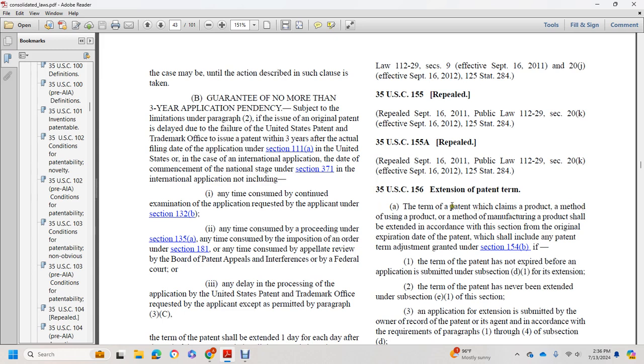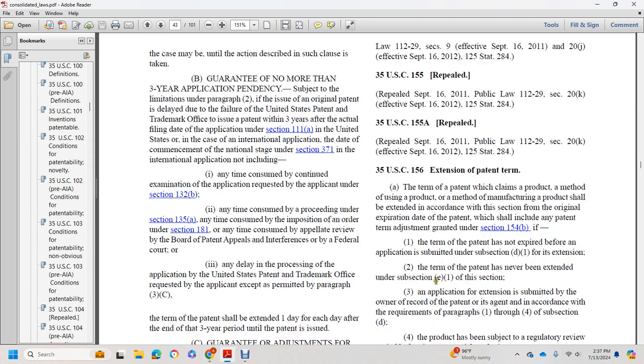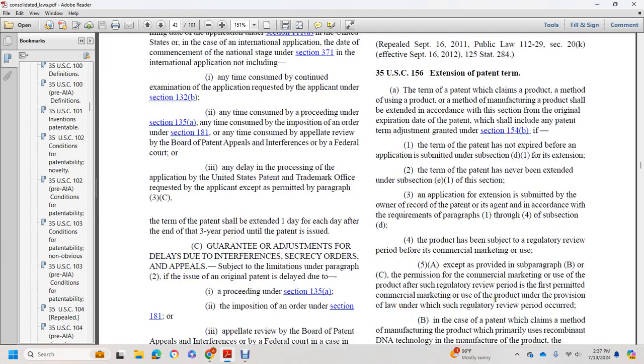The term of a patent that claims a product, a method of using a product, or a method of manufacturing a product shall be extended in accordance with this section from the original expiration date of the patent, which shall include any patent term adjustment granted under Section 154B, if the term of the patent has not expired before the application is submitted under subsection D1, the term of the patent has never been extended, or under Section E1 of the Section 3, the application for extension is submitted by the owner of record of the patent or its agent according to the requirements of paragraphs 1 through 4 of subsection D.